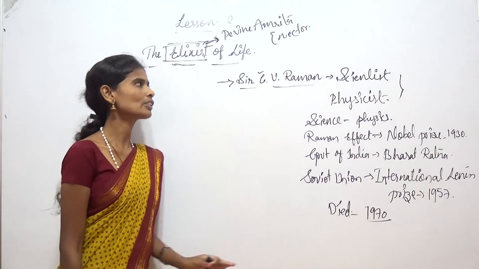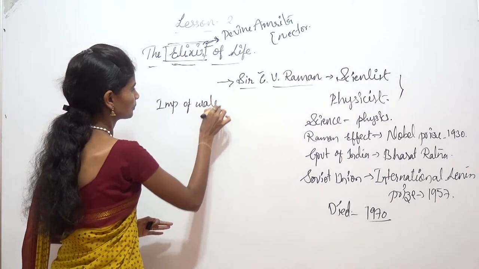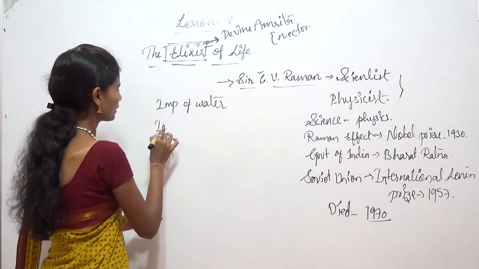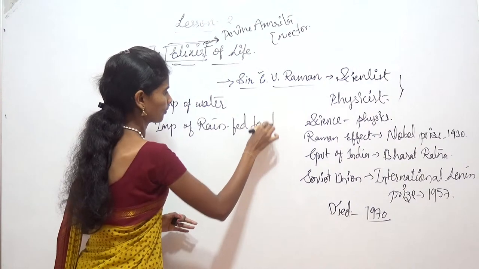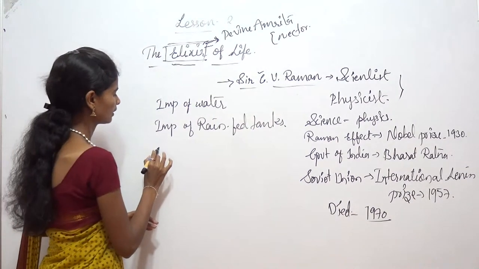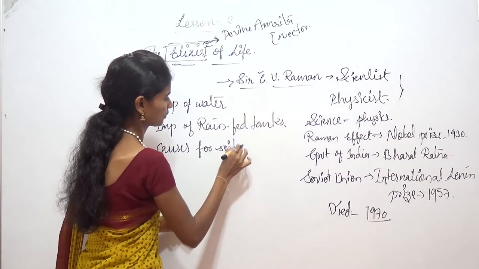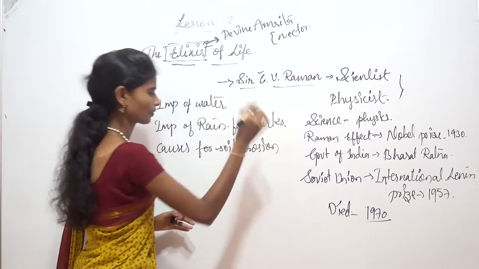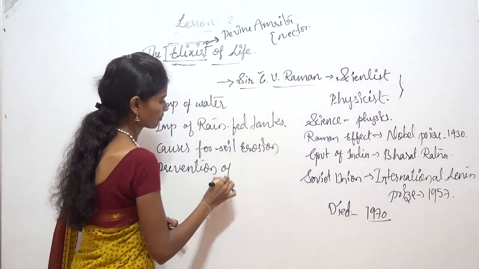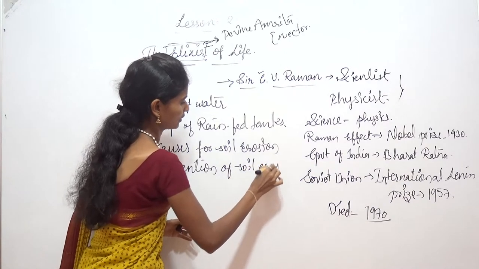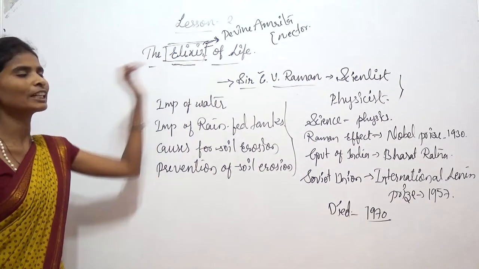Throughout this lesson, the author is going to describe the importance of water, then the importance of rain-fed tanks, then causes for soil erosion, then prevention of soil erosion. These are the main things we are going to discuss in this particular lesson.